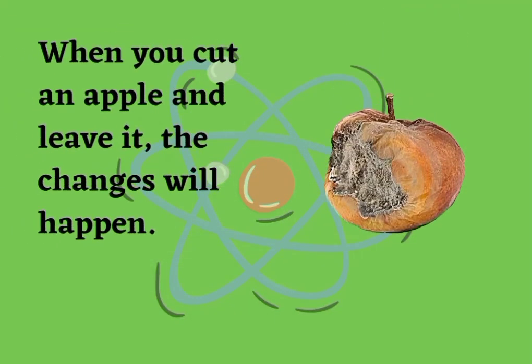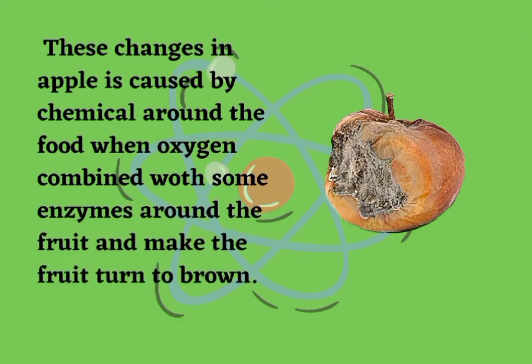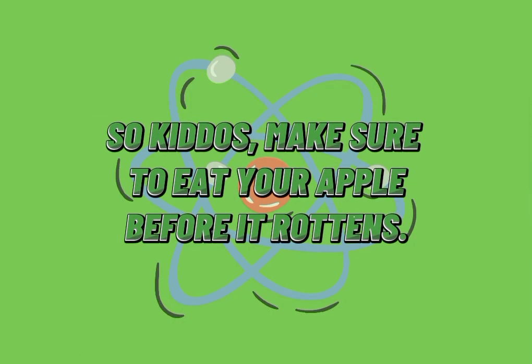When you cut an apple and leave it, changes will happen. These changes in the apple are caused by chemicals around the fruit, when oxygen combines with some enzymes of the fruit. It can make the fruit turn brown. So kiddos, make sure you eat your apples before they rot.